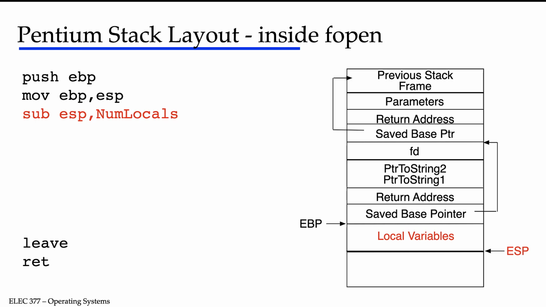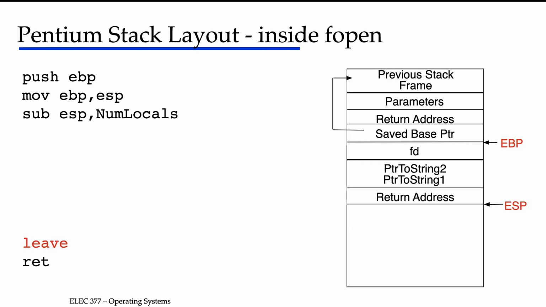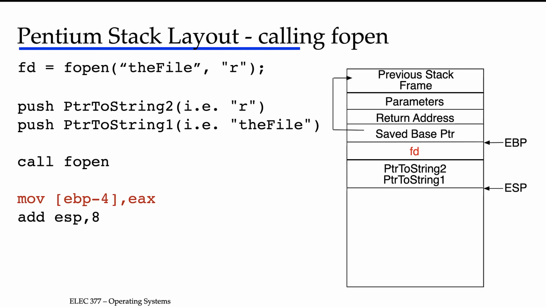The leave instruction does two things. The first thing it does is move the stack pointer to the base pointer, which frees up all of the local variables off of the stack. And then it pops the saved base pointer into the base pointer, moving the base pointer back up to the previous stack frame. At which point in time, the stack pointer is now pointing to the return address, in which case the return instruction returns us to the calling location.